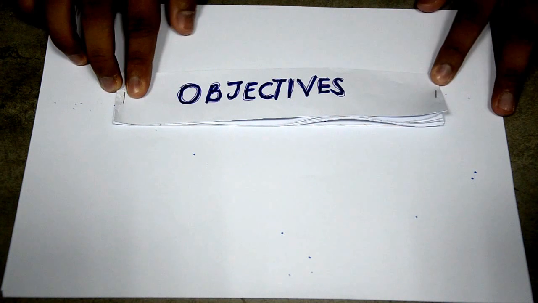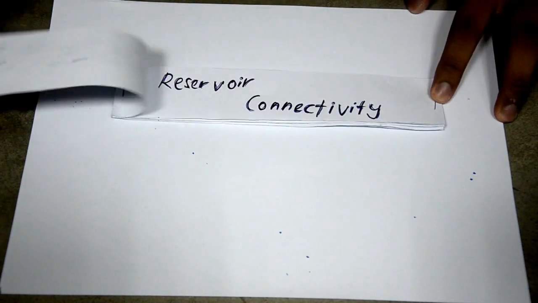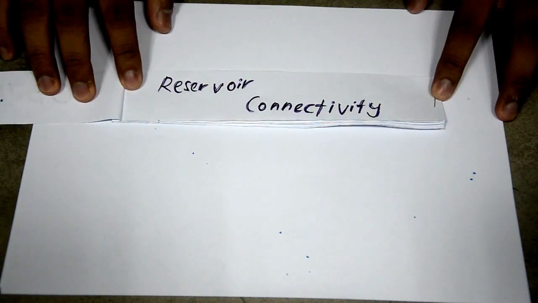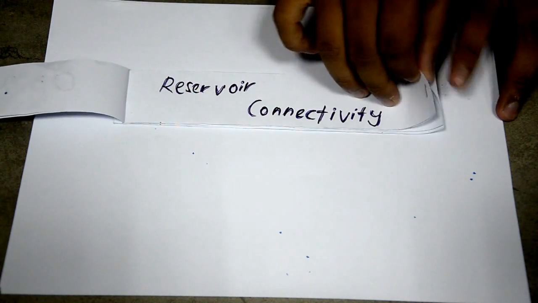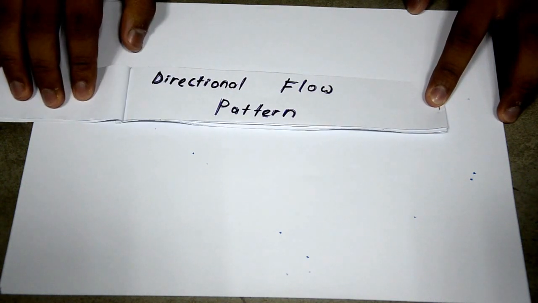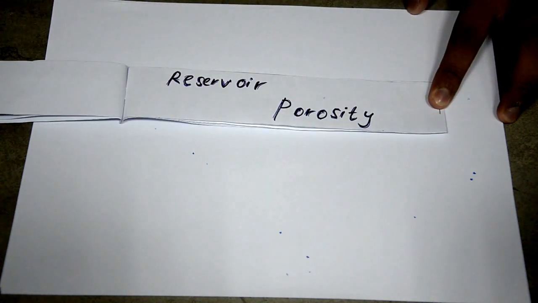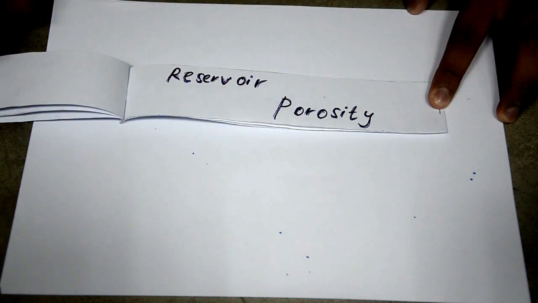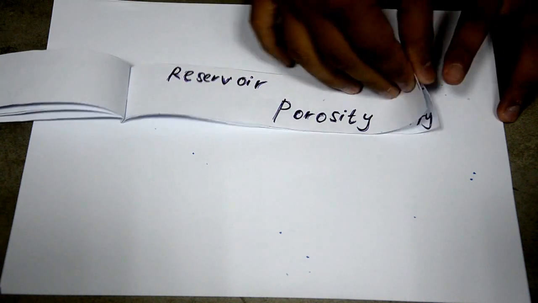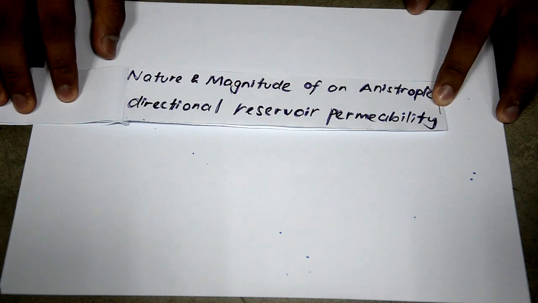And now, let us take a look at the objectives of interference test. The objectives are to determine the reservoir connectivity. The second objective would be to determine the directional flow pattern. The third objective is to determine reservoir porosity. And last but not least, it is to determine the nature and magnitude of an anisotropic directional reservoir permeability.